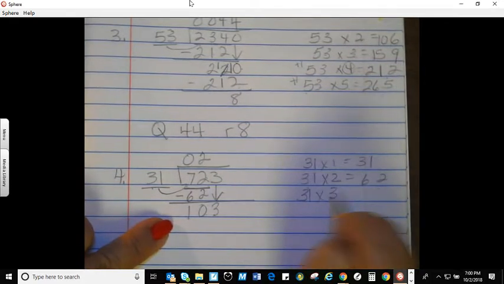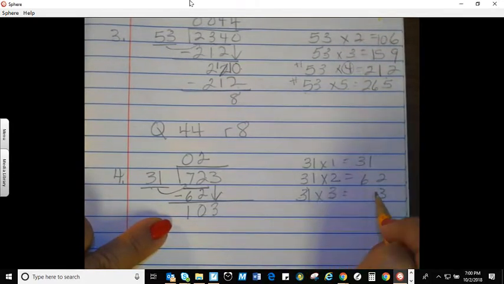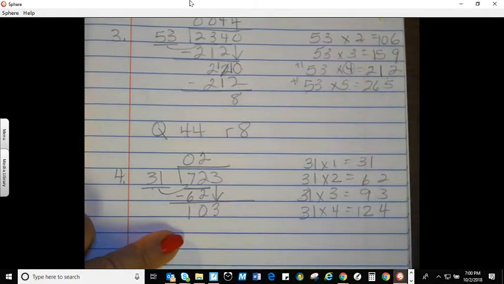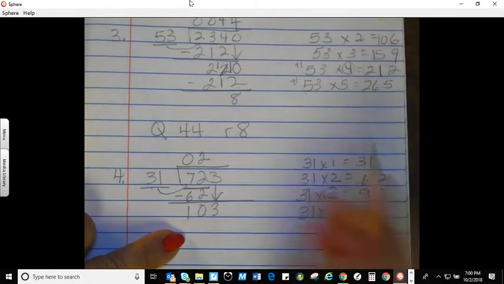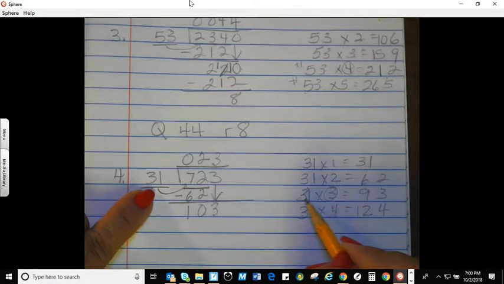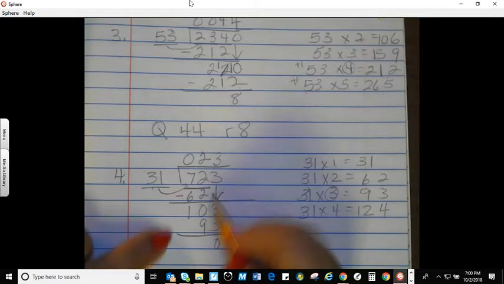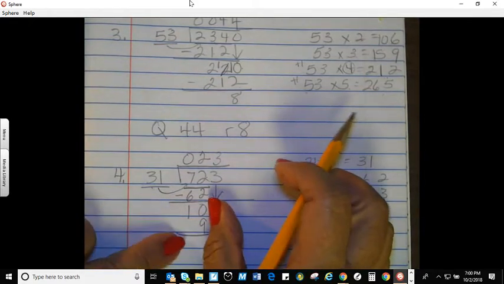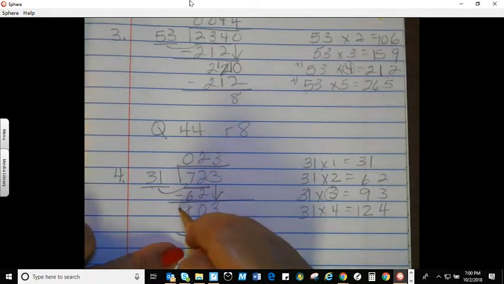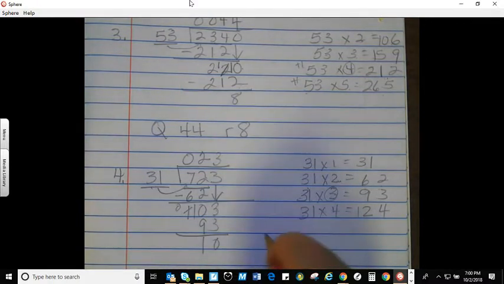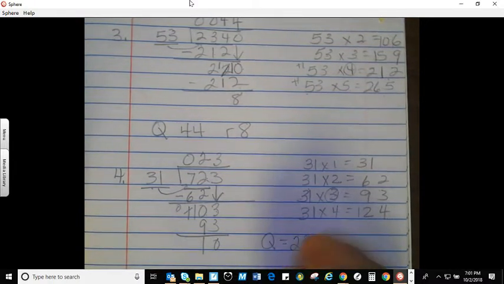31 times 3. 3 times 1 is 3. 3 times 3 equals 9. You got that one, didn't you? Okay, so 4 times 1 is 4. 4 times 3 is 12. Oh, wow, too big. So it'll only be 3 groups. I already did 31 times 3. I said that was 93. 3 minus 3 is 0. Well, you can do this, guys. Look, 10 minus 9 is 1. Or if you wanted to regroup, you can do that still the same. Right? So looking at the bigger picture, my quotient, which is my answer, is 23, and I have a remainder of 10.